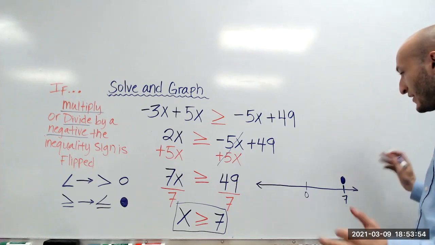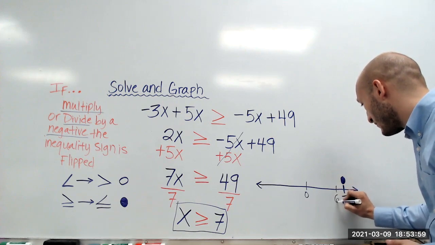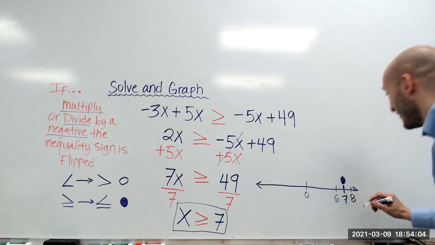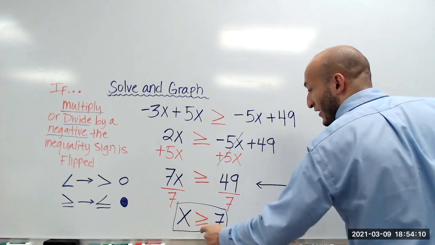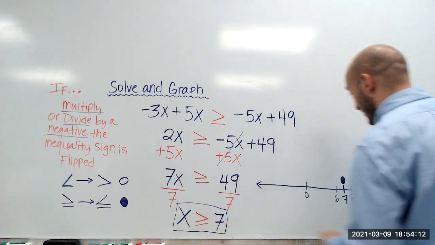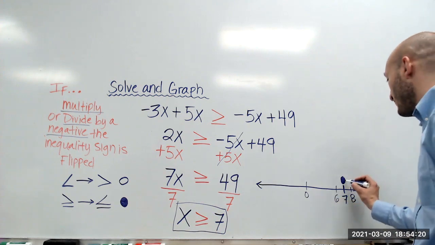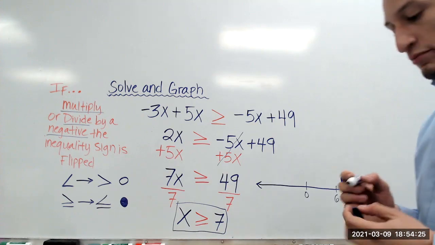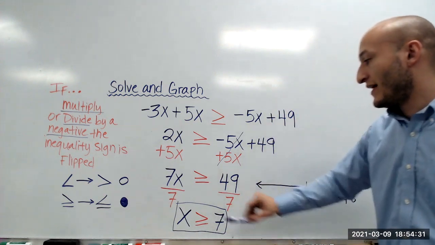Okay, and now which direction am I supposed to go? Well, this would be 6, 5, 4, 3, 2, right? And then this would be 8, and so on. Okay, well, we said all my values have to be greater than or equal to 7. Well, what is greater than or equal to 7? Well, greater would be this way. 8 is greater, not 6. So I'm going to go this way. I'll draw a line, and I completed my graph there. So I was able to solve and then graph.